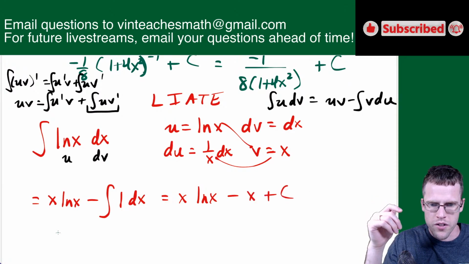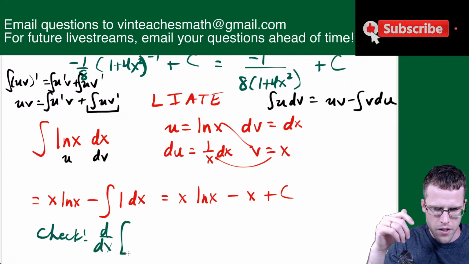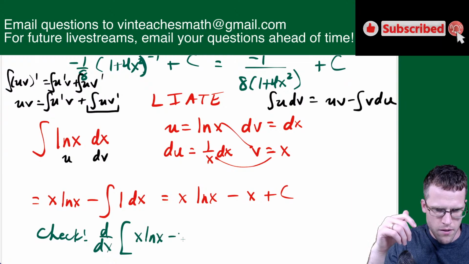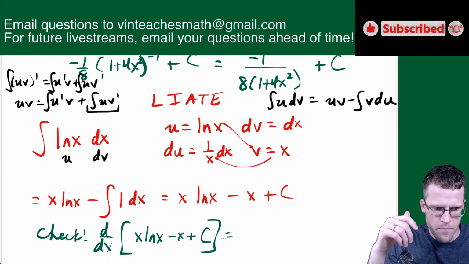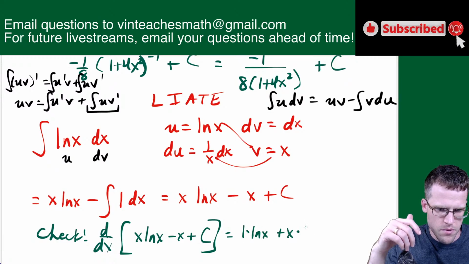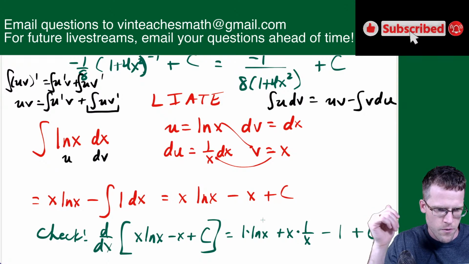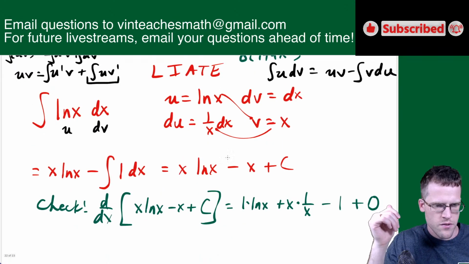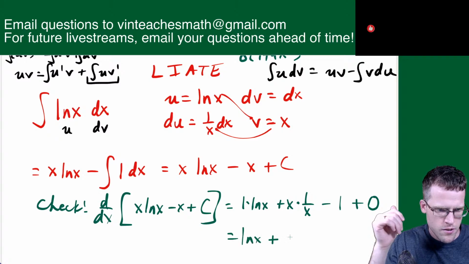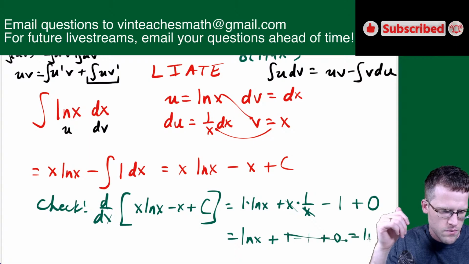What's nice about these is, if you want to check, just take a derivative. If you take a derivative of x ln x minus x plus a constant, using product rule, the first piece would be 1 times ln x plus x times 1 over x, minus the derivative of x, which is 1, and then plus 0. So this simplifies to ln x plus 1 minus 1 plus 0. These all cancel, so ln x checks out.